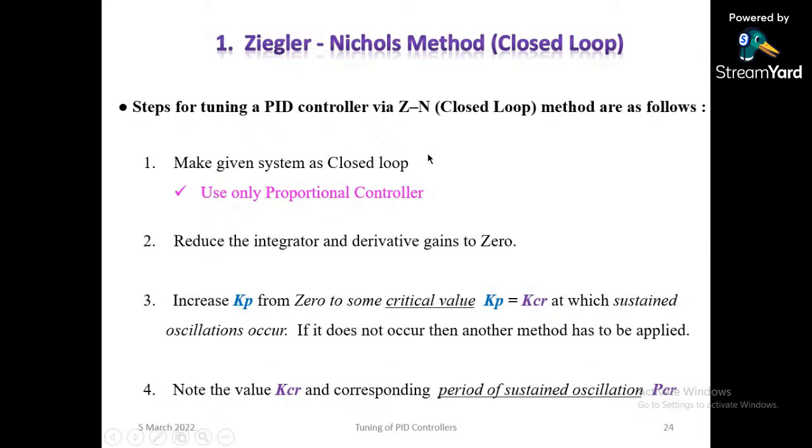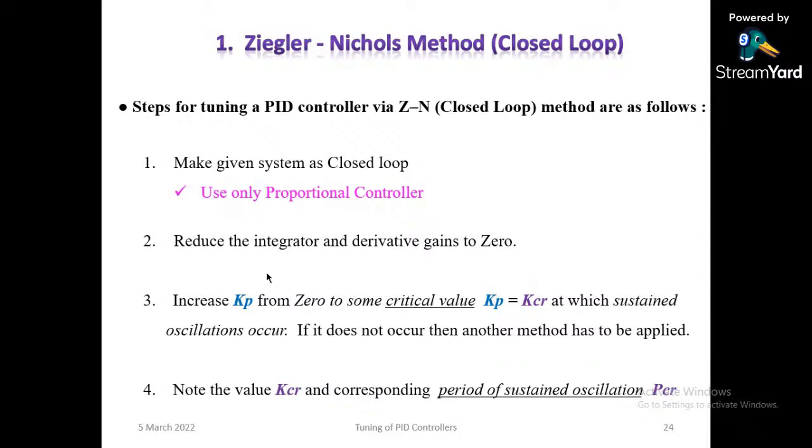They said that first of all, take an open loop system and make it a closed loop. Make the given open loop system a closed loop and initially use only a proportional controller. While doing this, reduce the integral and derivative gains to zero. Means what? Use only the proportional controller.